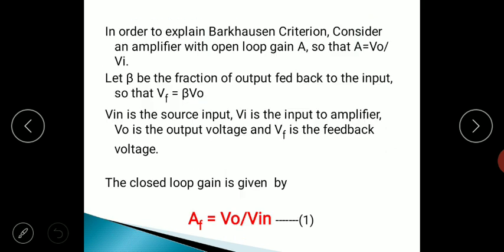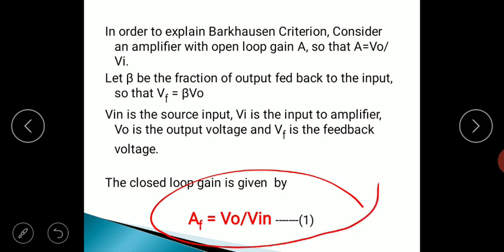So in order to explain the Barkhausen criterion, as I already told, consider an amplifier with open loop gain A equal to V0 by Vi. Let beta be the fraction of the output fed back to the input, so that the feedback signal Vf equals beta into V0. And also from the block diagram, you can see that Vin is the source input, Vi is the input to the amplifier, V0 is the output voltage of the amplifier, and Vf is the feedback voltage. Hence, the closed loop gain for this particular amplifier, that is AF, is given by V0 by Vin.